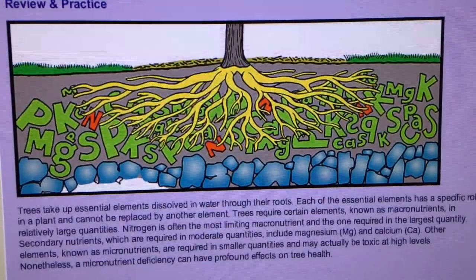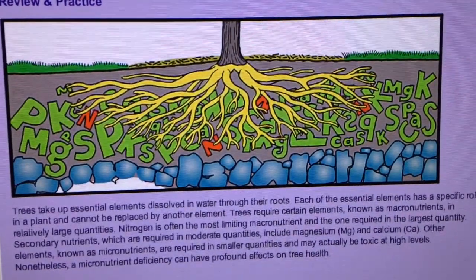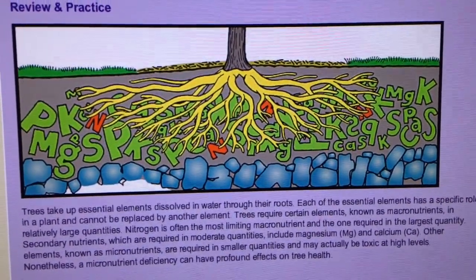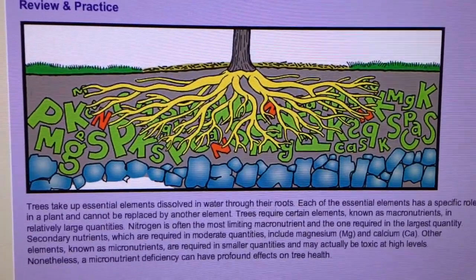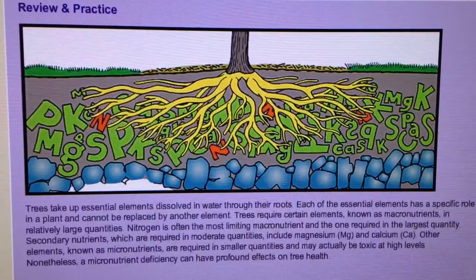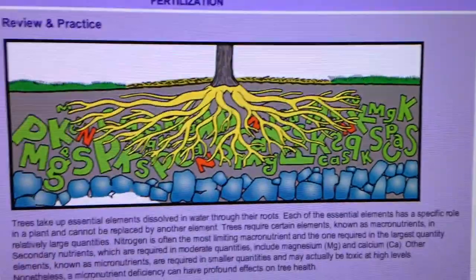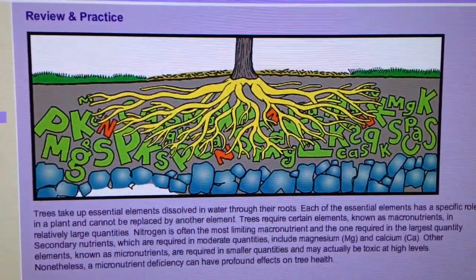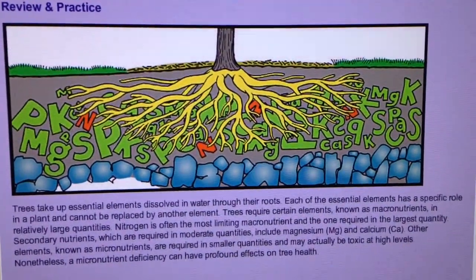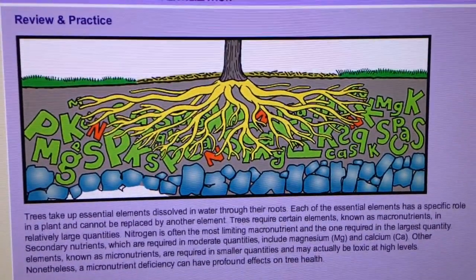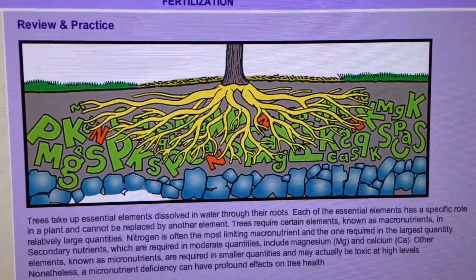Trees take up essential elements dissolved in water through their roots. Each of the essential elements has a specific role in a plant and cannot be replaced by another element. Trees require certain elements known as macronutrients in relatively large quantities. Nitrogen is often the most limiting macronutrient and the one required in the largest quantity.